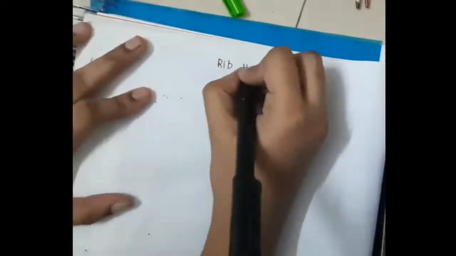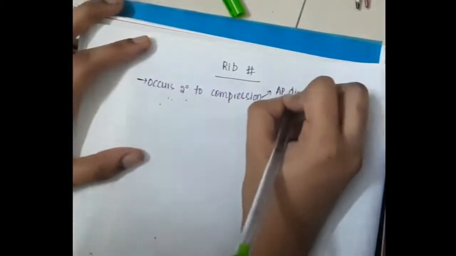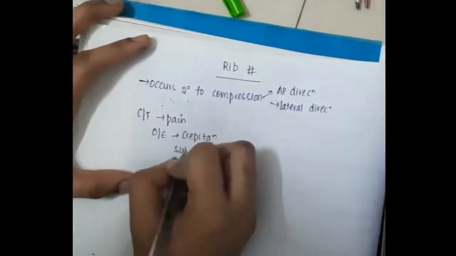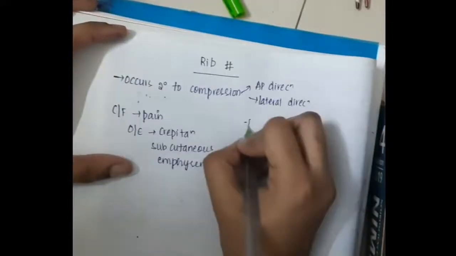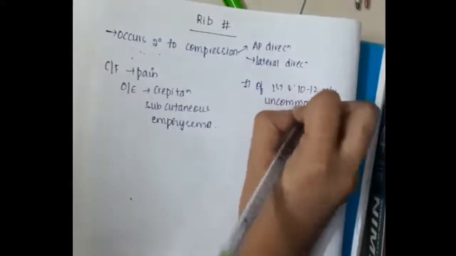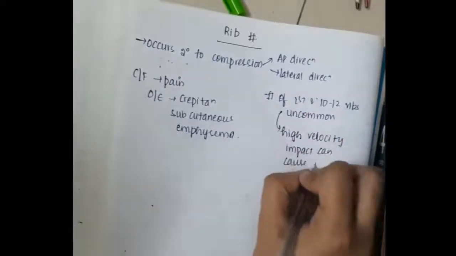Now let us learn about rib fractures. Rib fractures occur mainly secondary to compression of the ribs. It can be anteroposterior or lateral compression. Clinical features include pain. On examination, you see crepitation and subcutaneous emphysema. In rib fractures, you will see mostly fractures of typical ribs. Atypical ribs like the first rib and 10th to 12th rib fractures are uncommon. Only very high velocity impact can cause these fractures.